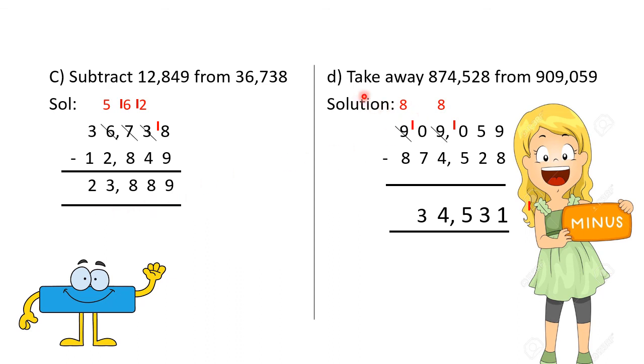This is another example: take away 874,528 from 909,059. So this keyword take away will tell you that you have to perform subtraction in this example. Again, you have to copy down these two numbers in vertical form, biggest number first and smaller number second. All the digits should be placed in their columns correctly, and then, starting from the right side, you will subtract all the digits to get your final answer.